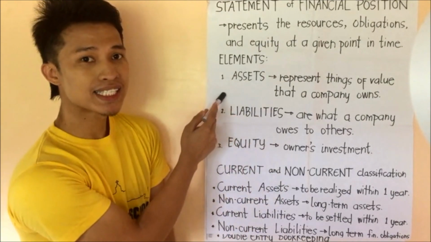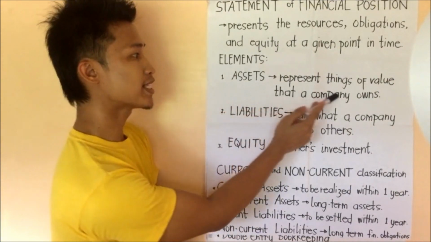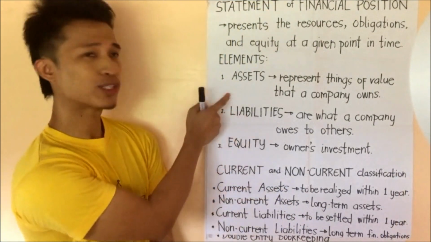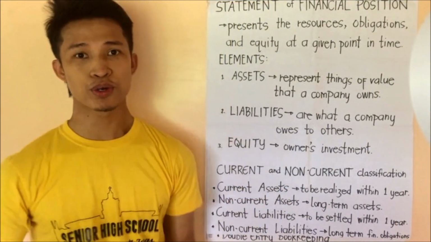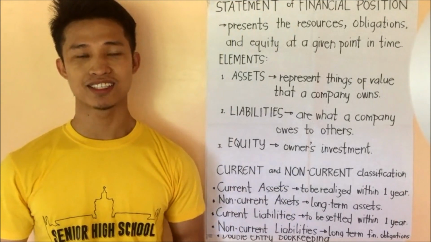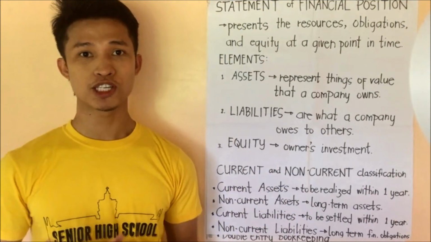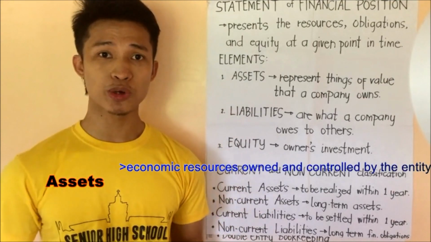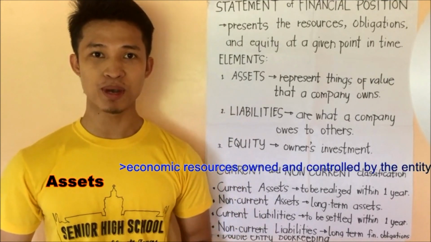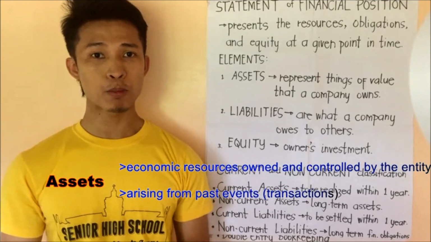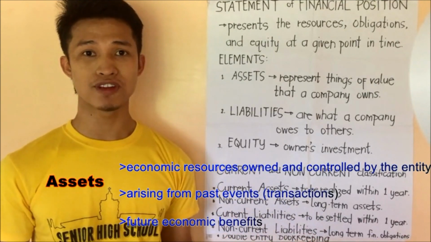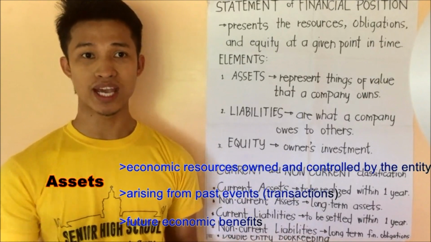First, we have the assets. Assets represent things of value that a company owns. So what do you do with those assets? You're using the resources, right? Meaning they are beneficial to you. So assets are the economic resources owned and controlled by the entity arising from past events from which future economic benefits will flow to the entity.